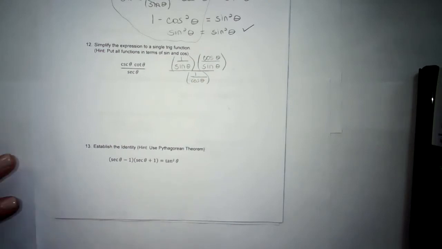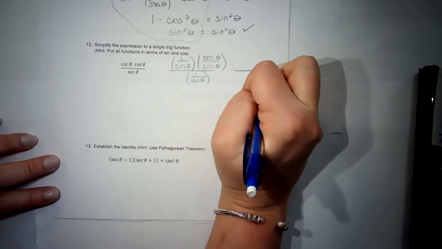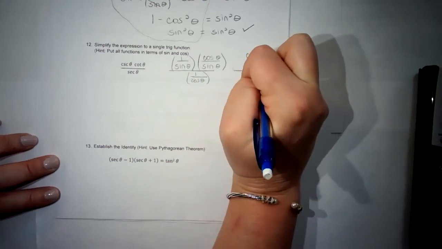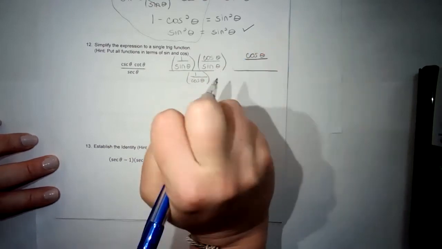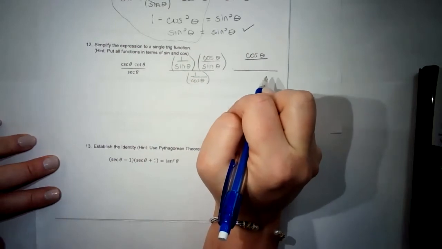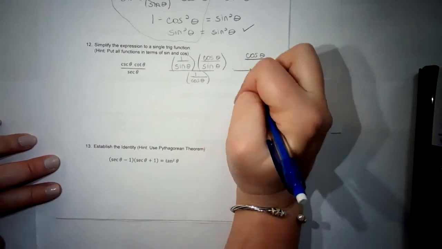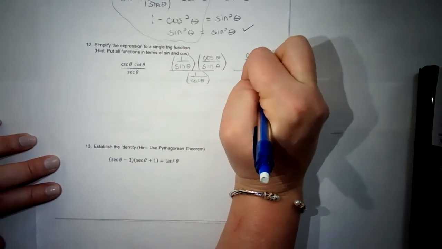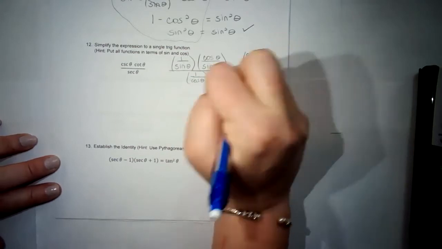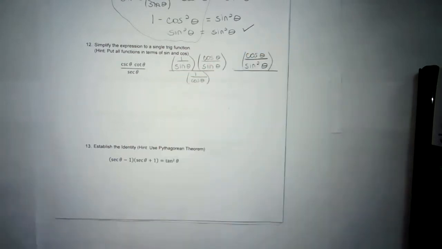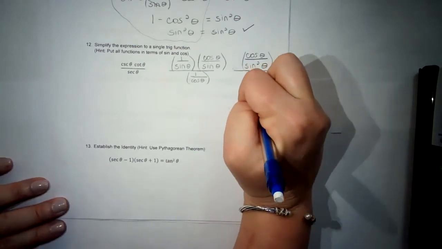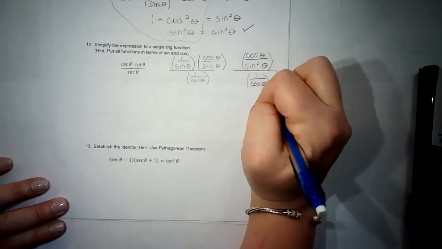Okay, let's do a little combining then. Let's make our numerator a little nicer. It's going to be cosine theta over, what's sine theta times sine theta? Sine squared theta. Pay attention now. Where does that square go? On the word, right? Put it on the word. Don't put it on theta. Okay. And then we still have this one in the bottom.